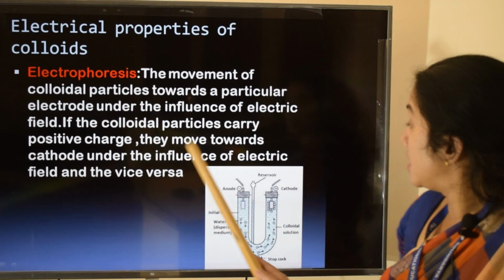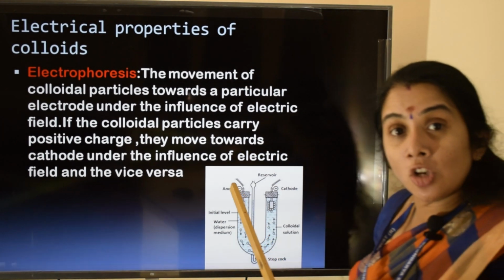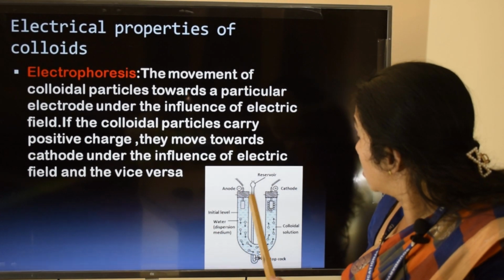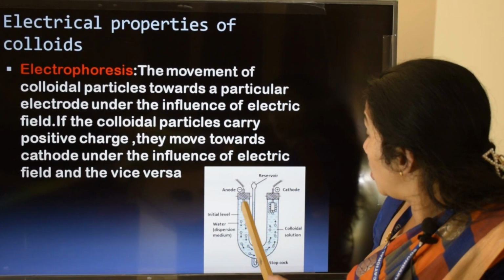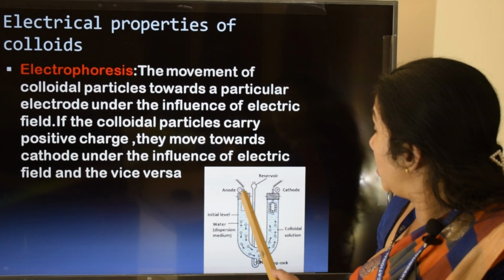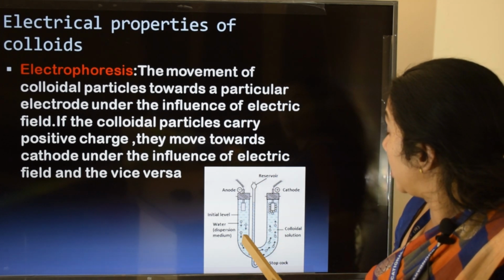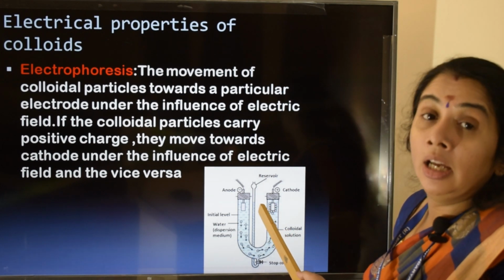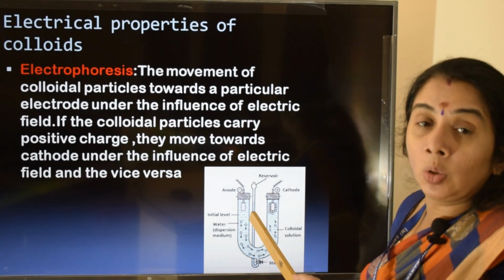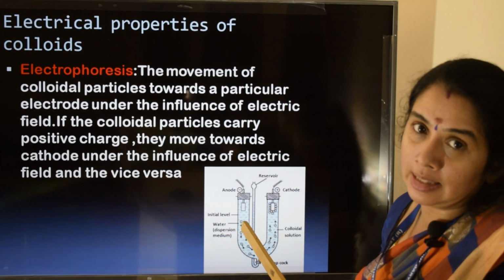Now in this picture you can see the sol is taken in a U-tube through the reservoir. Once you pass electric current, you have the anode here and the cathode here, and you can see that the colloidal particles are getting attracted towards the cathode. That indicates that these are negatively charged particles.